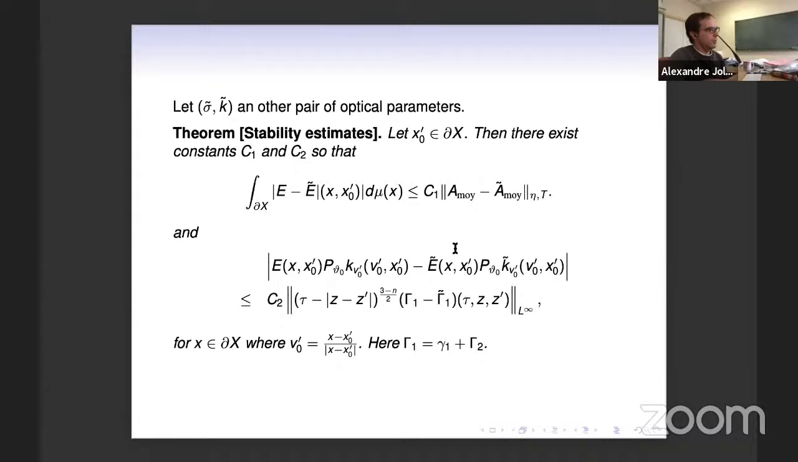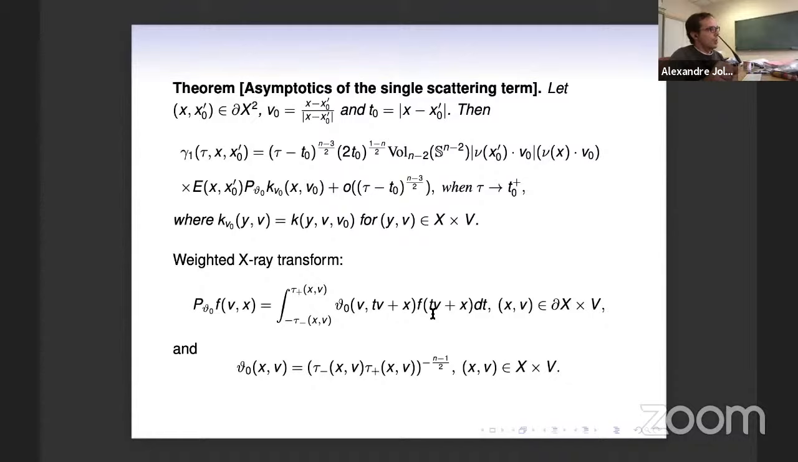So Alexander, I just have a question. With regard to Bowman's example, in the previous slide, your weight does not oscillate. Is that the reason? This nu naught of x, v that you have, that's the weight. It does not oscillate near the boundary. Is that the reason? No.